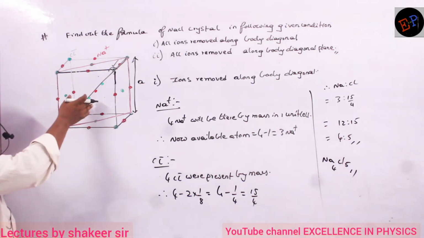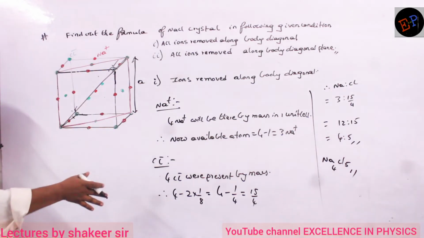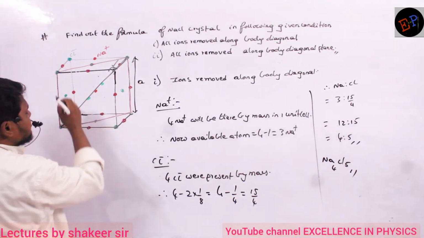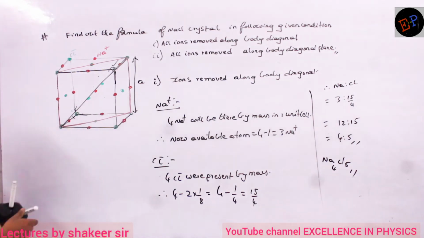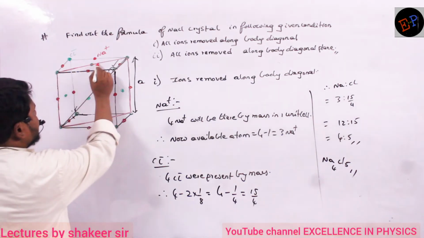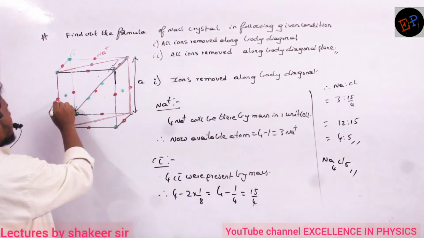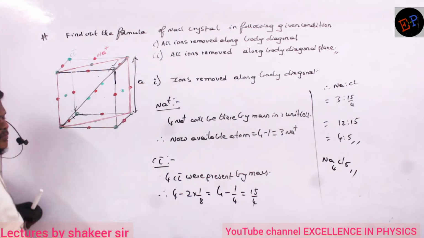And through this body diagonal, you have to pass a plane. Then that plane will touch these atoms. Here you are seeing this red color border. This border will be the plane which we have drawn passing through the body diagonal. Are you able to understand?